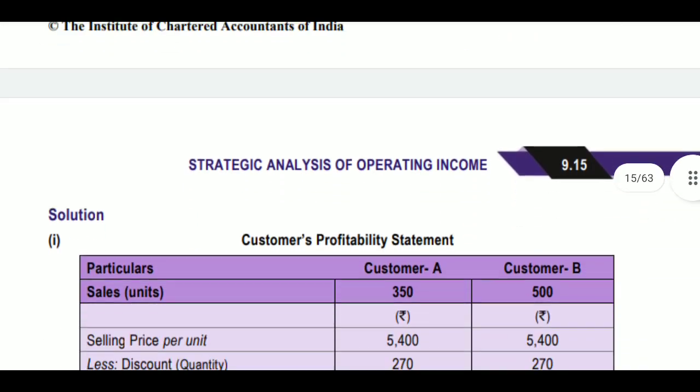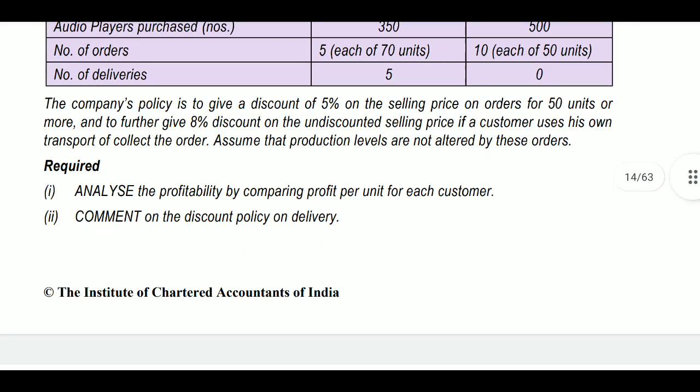First, what we want, we will see. Analyze the profitability by comparing profit per unit for each customer. We require it for each customer. We have two customers, A and B. So we will calculate the customer profitability statement. For the customer profitability statement, we will take the particulars and customer A, customer B. So we will require it for each customer, A and B.